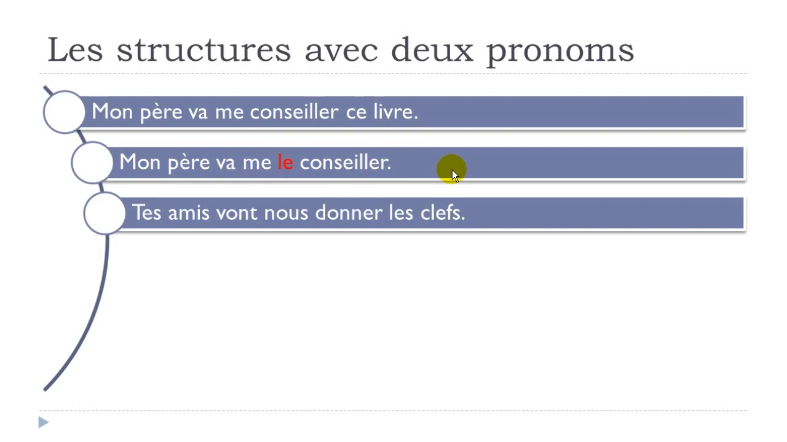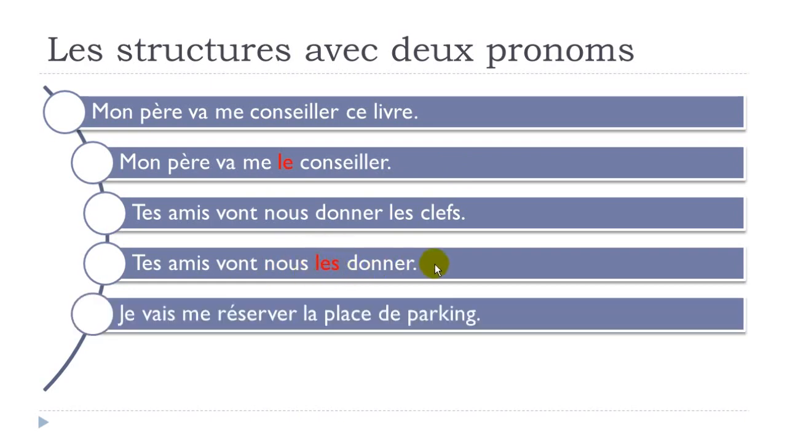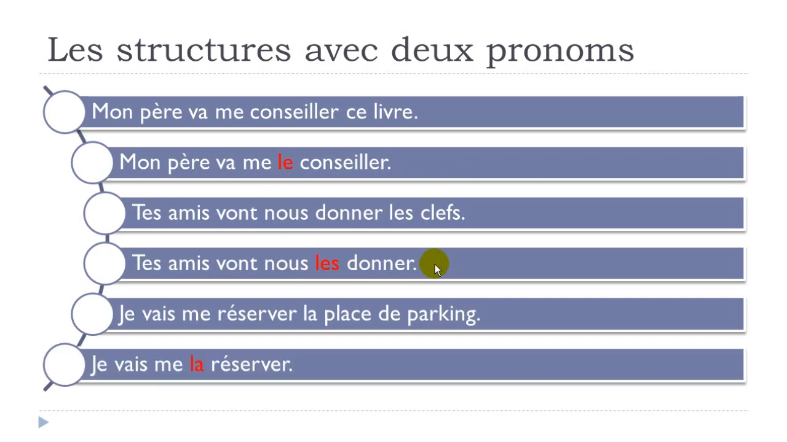Tes amis vont nous donner les clés. Tes amis vont nous les donner. Je vais me réserver la place de parking. Je vais me la réserver. Alright, so the rule goes like that. Me, nous, me. So as here we saw first place, then le, la, les, second place. Alright, and after that, your second verb.